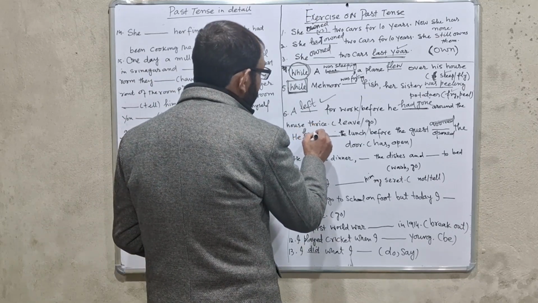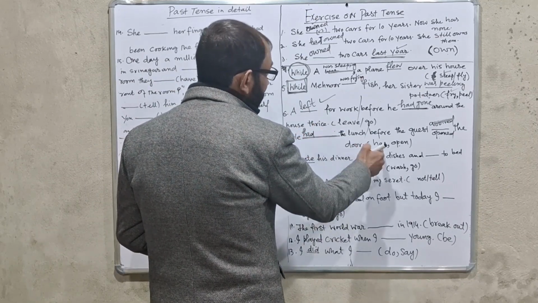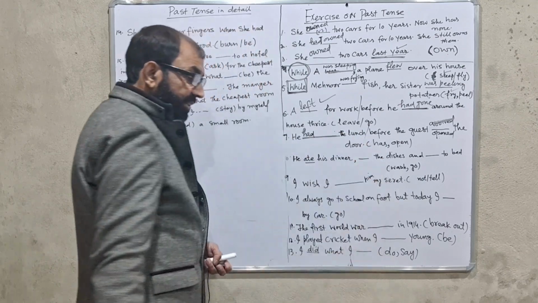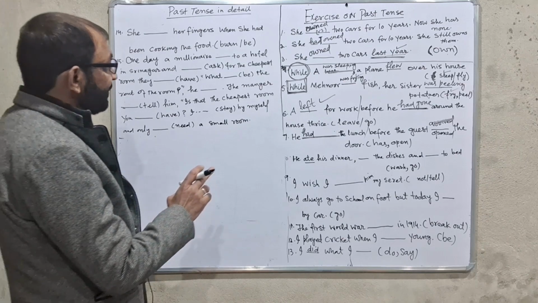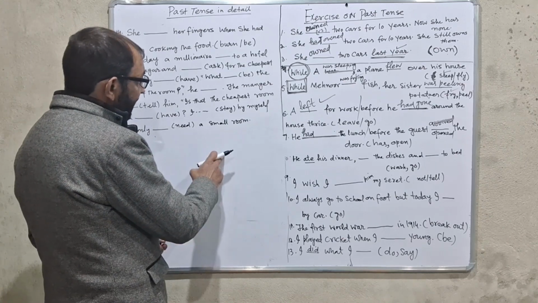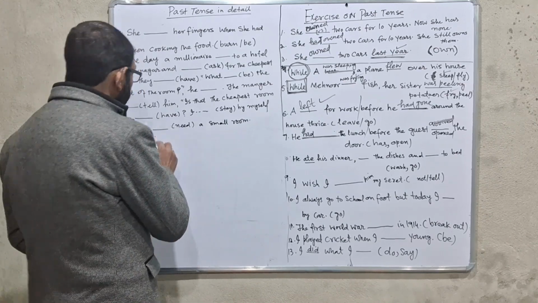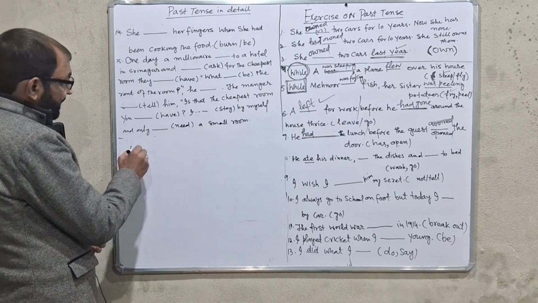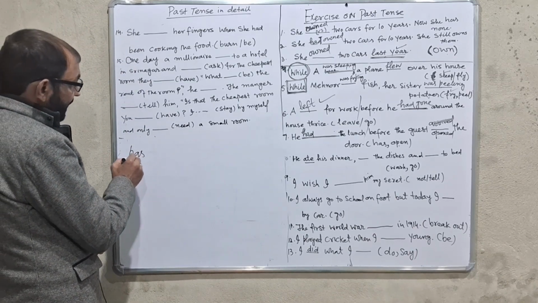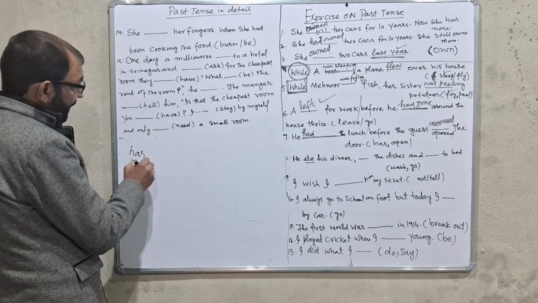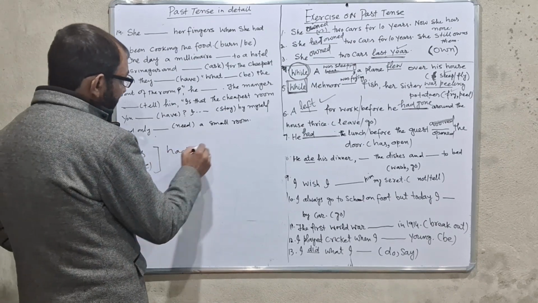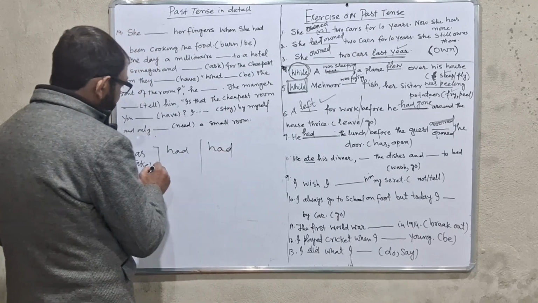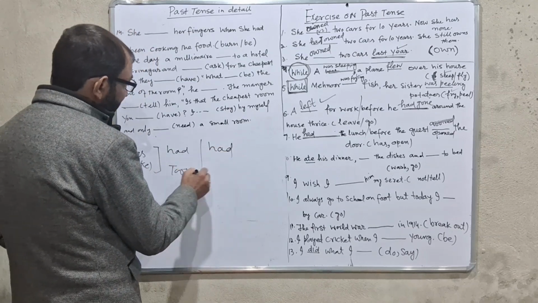He had... had is a helping verb, it is also a main verb. Had means take. Has means take. Has, had means take, took, taken. When we say has, we mean take by it. Has and take are equal. Has, had, take, took, taken.